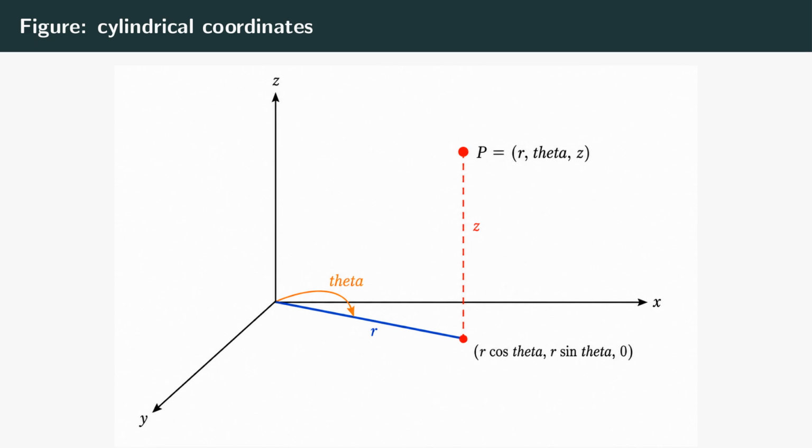Notice, surfaces of constant r are vertical cylinders around the z-axis. Surfaces of constant theta are half planes hinged along the z-axis. Surfaces of constant z are horizontal planes. Anything you can build out of those three families is easy in cylindrical coordinates. Everything else is harder.